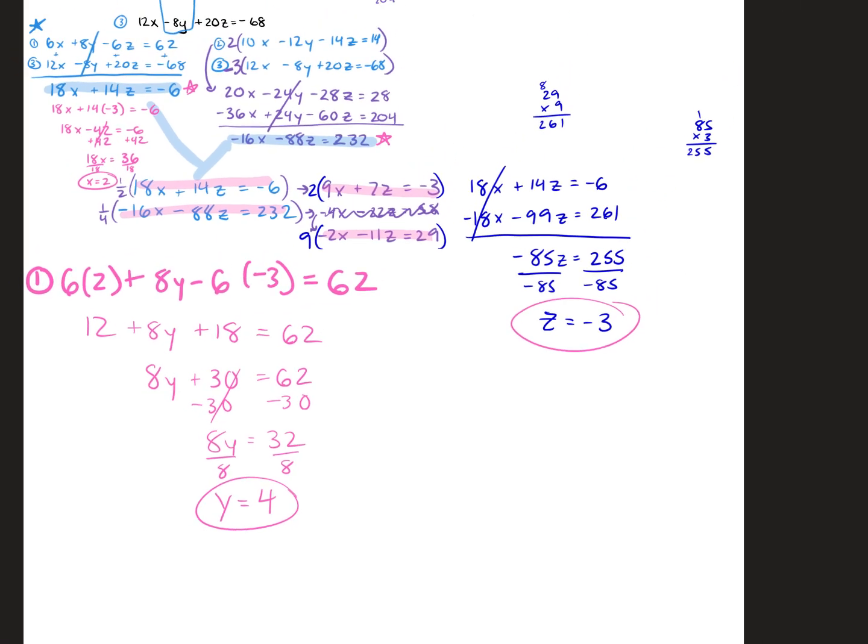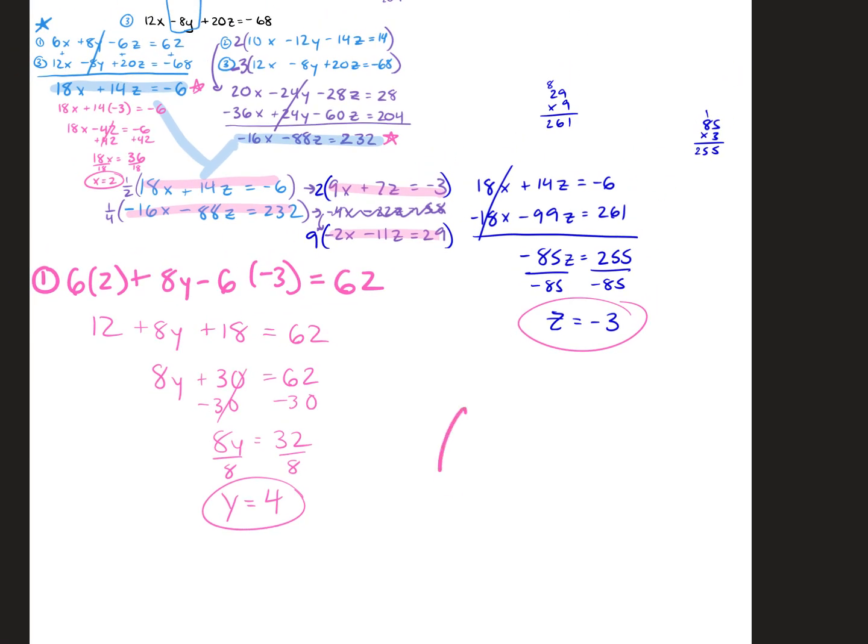What can we do next? We already plugged it all in. We got our 3 answers. How do I write them? Write it in the parentheses. So remember, it's x, then y, then z. So 2, 4, negative 3.